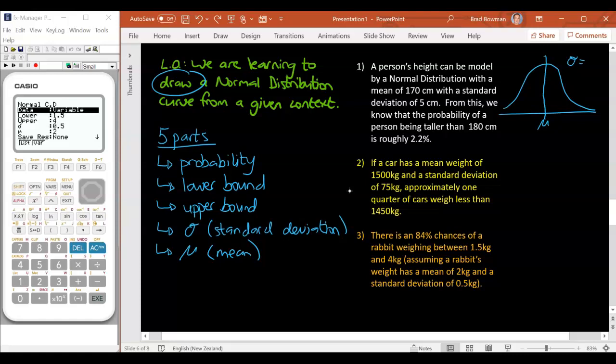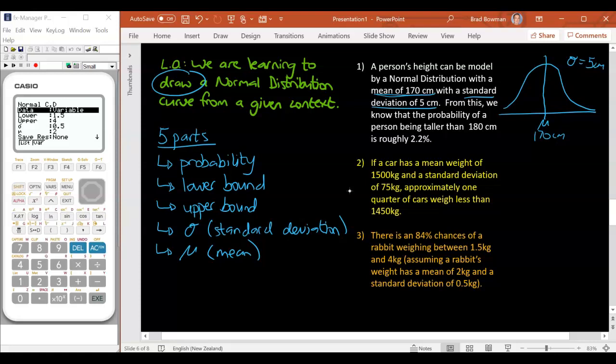So we know the mean's in the middle. We can see our question: a person's height can be modeled by a normal distribution with a mean of 170. So I know down here that there is 170 centimeters. I can also see it has a standard deviation of 5 centimeters, so my standard deviation up the top is 5 centimeters.